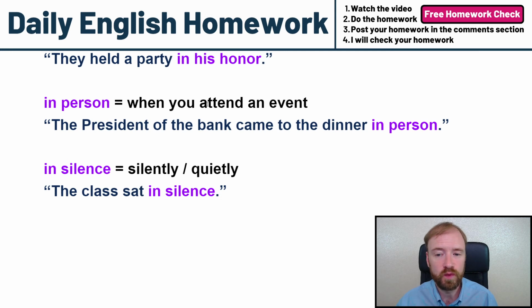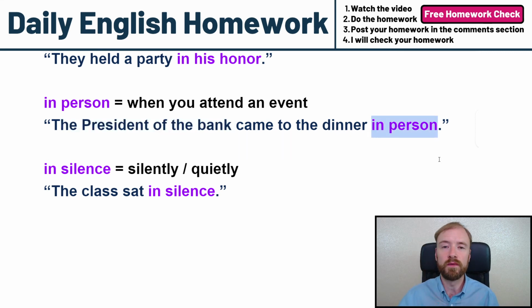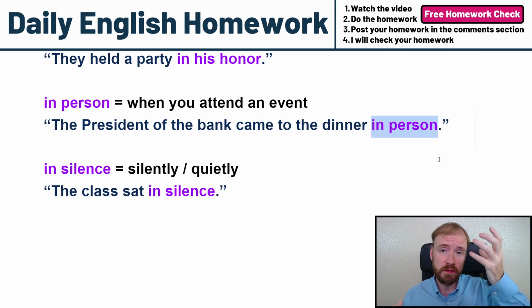In person, when you attend, the keyword is attend, an event. The president of the bank came to the dinner in person. So they want to emphasize, you know, the president came to the dinner. The president is a very important person, and usually we don't see the president, but they came to the dinner in person. They didn't send someone to represent them. They came in person. So we want to emphasize, wow, such an important person came in person.